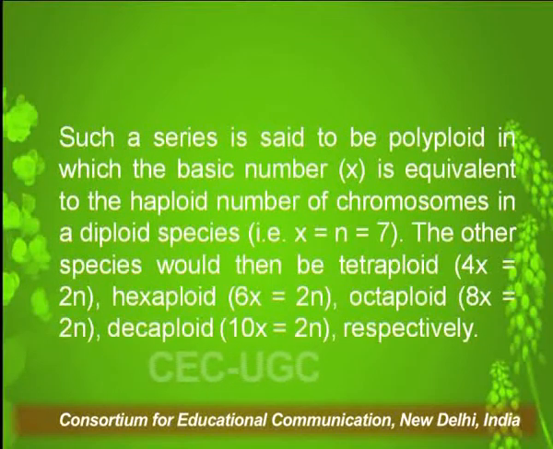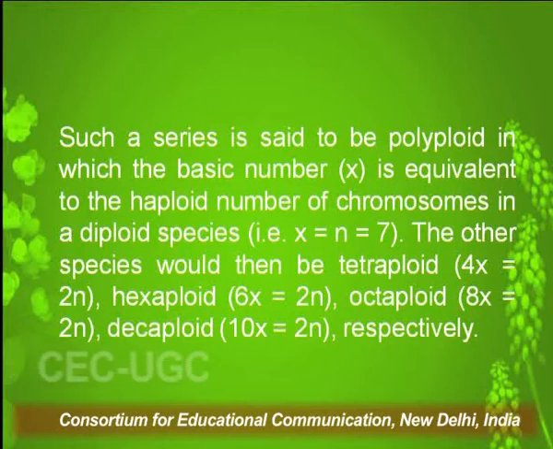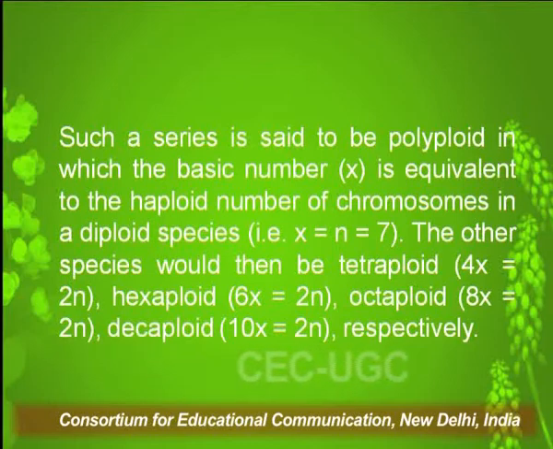Such a series is said to be polyploid, in which the basic number x is equivalent to the haploid number of chromosomes in a diploid species. The other species would then be tetraploid if 4x is 2n, and hexaploid, octaploid, decaploid, respectively.